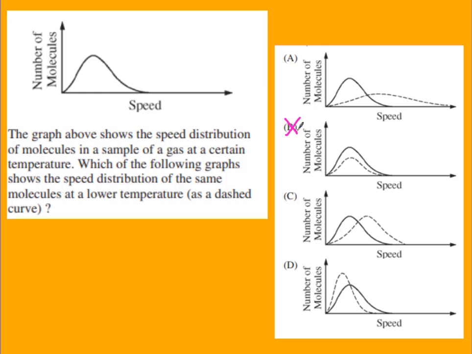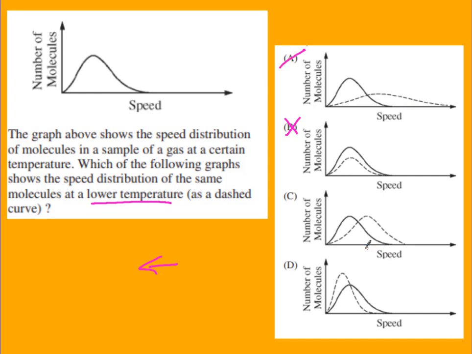So B is wrong because the area under the curve is not the same in those two graphs. We want a lower temperature as the dashed curve. Well, if it's a lower temperature, they should be moving slower, so the peak should be more to the left. A would be at a higher temperature.